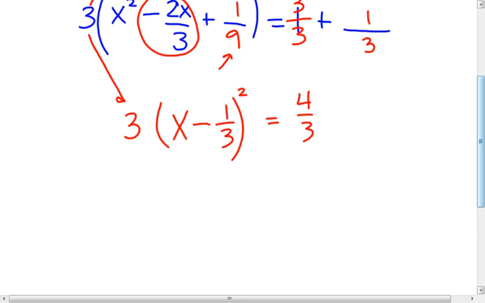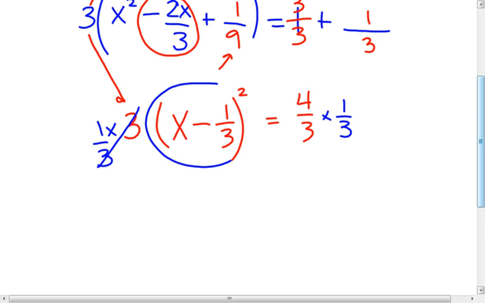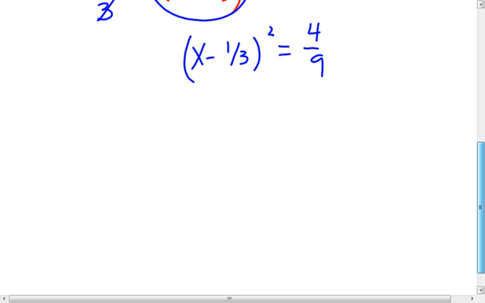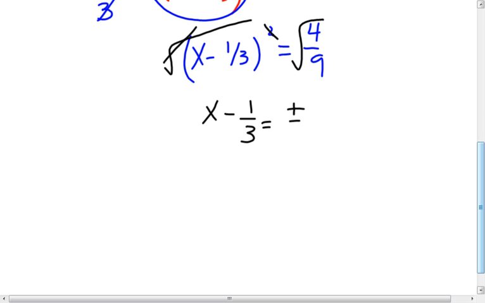And so I need to divide by 3 or multiply by 1/3. I'm going to multiply this side by 1/3 so that it cancels, and I'm going to multiply this side by 1/3 because I need to have this piece that's been squared isolated. So now I'm going to have x minus 1/3 squared equals 4/3 times 1/3, which is 4/9. All right, now I take the square root of both sides. Again, that just simply undoes itself. So x minus 1/3 equals, you can't forget the positives and negatives over here, the square root of 4 is 2, and the square root of 9 is 3.